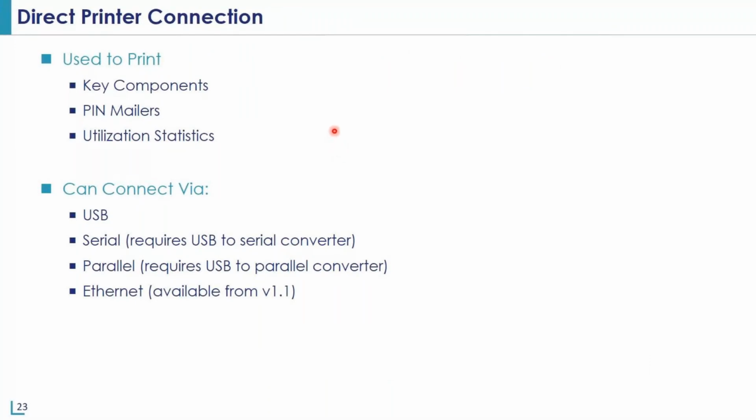So printers are required to print your key components and pin mailers. If you want to print the utilization stats directly, you can use a printer for that. You have printers available with USB, serial, parallel, or Ethernet. These are the printer options which are available to you.